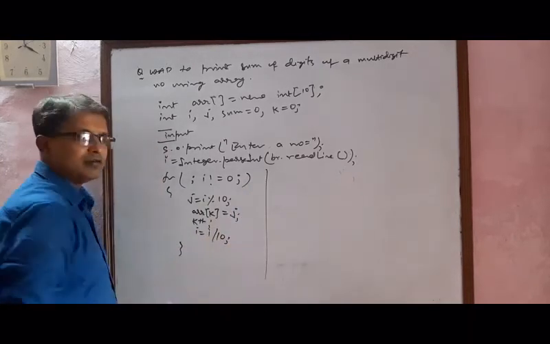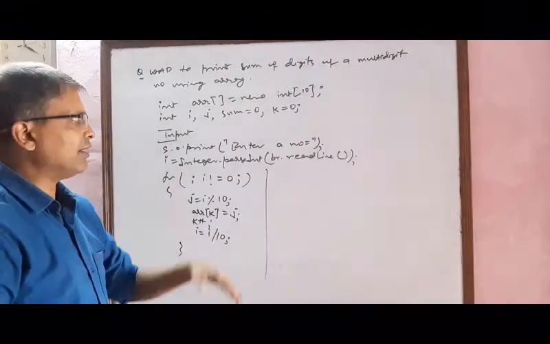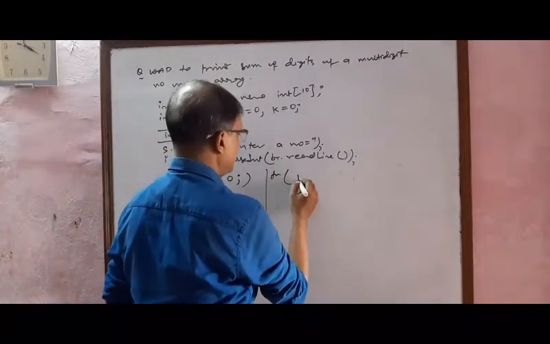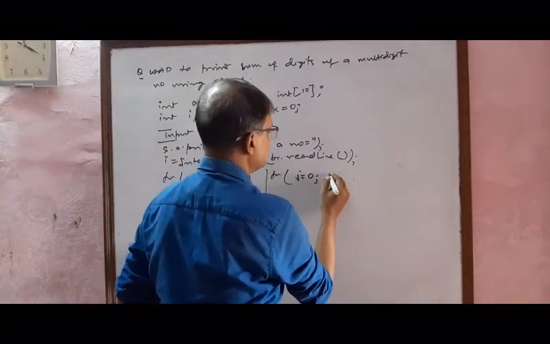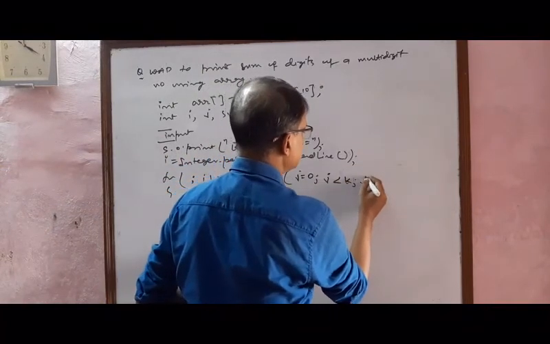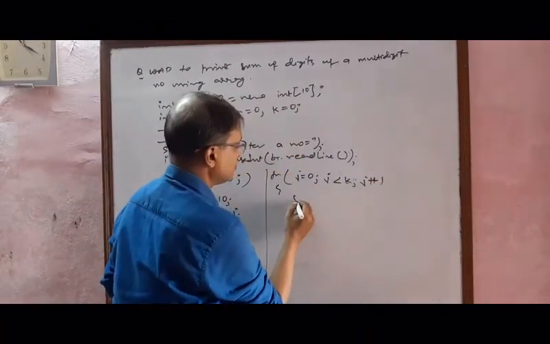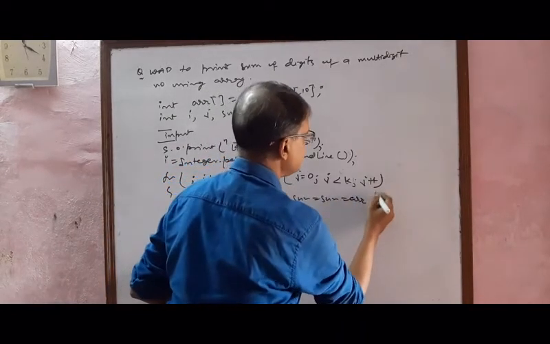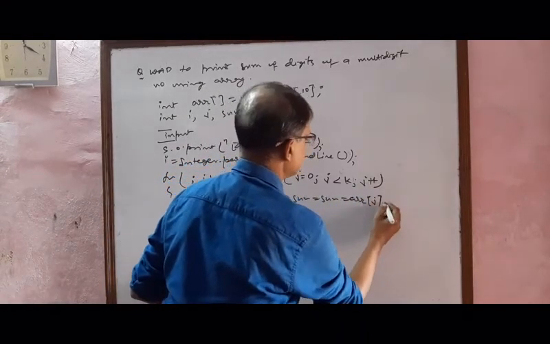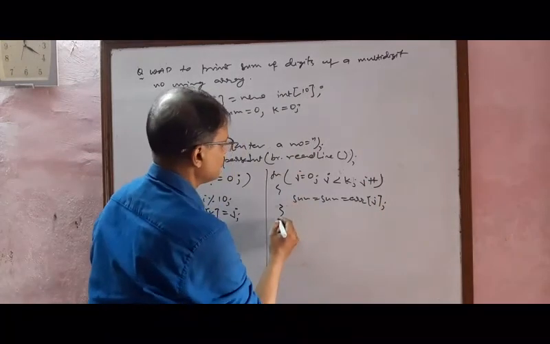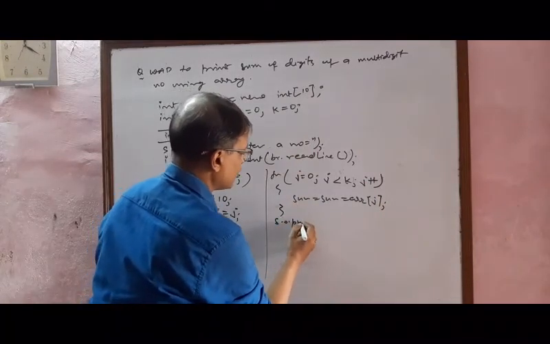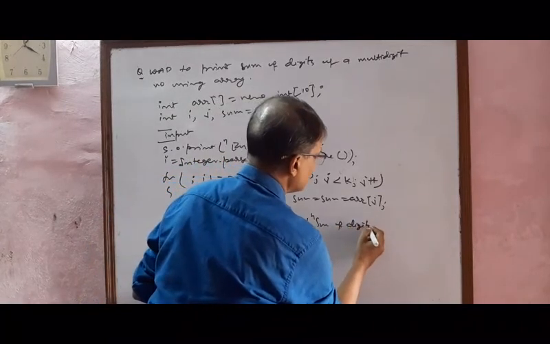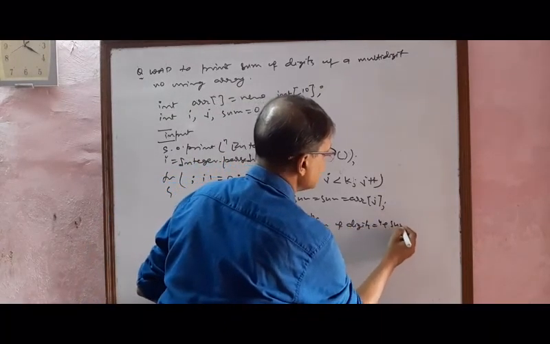As you get the digits in array, you have to find the sum applying the loop. For j equal to 0, j less than k and j plus plus, sum equal to sum plus arr[j]. Okay. Now System.out.println sum of digits equal to plus sum.